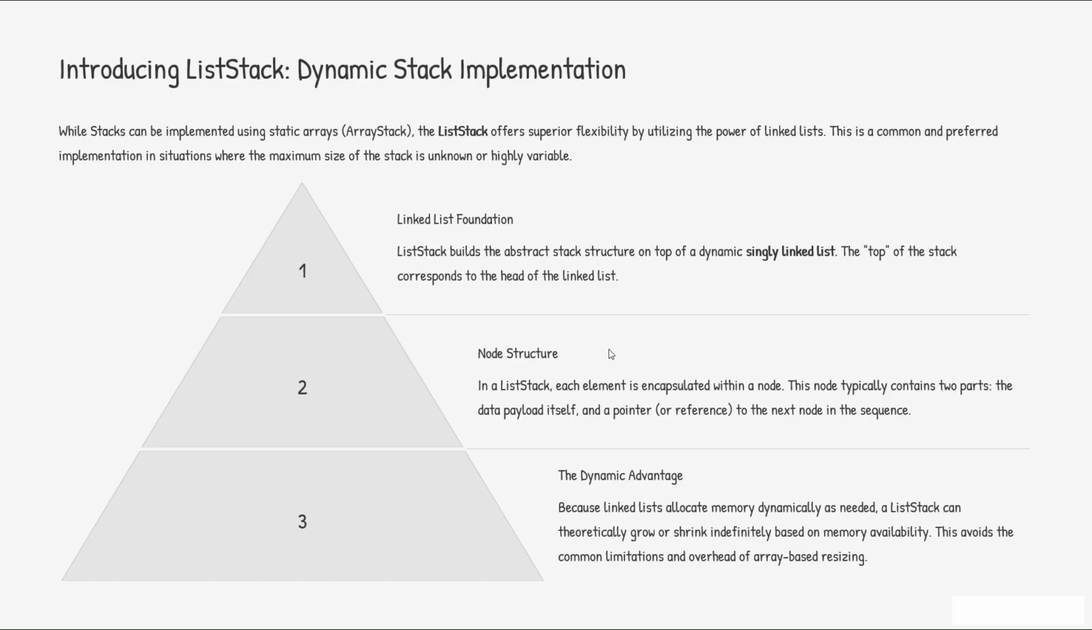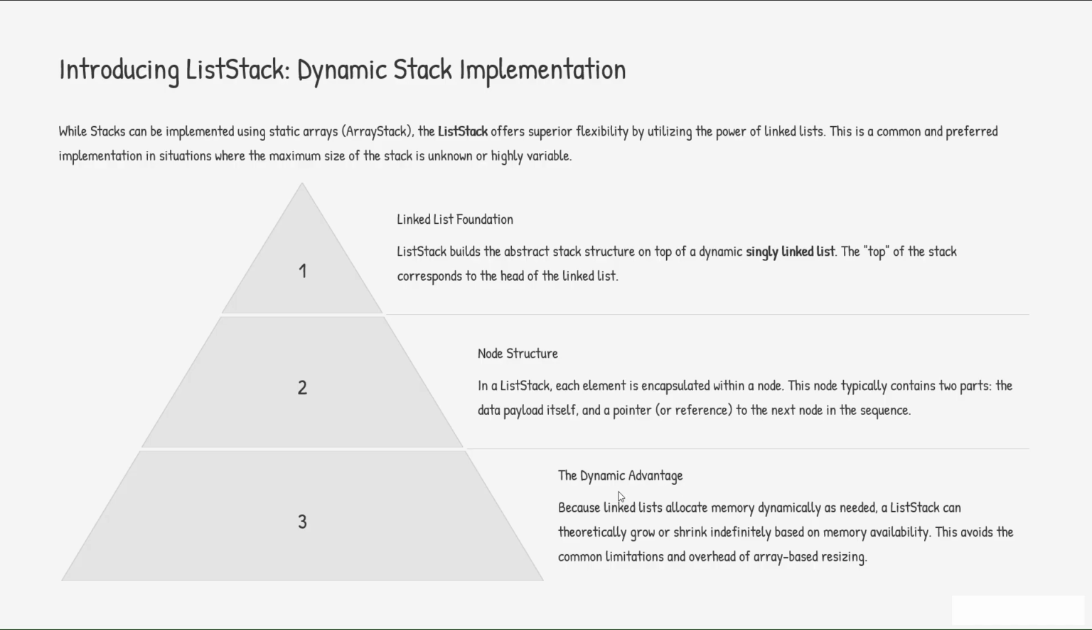Second one, node structure. In a list stack, every single element of data is stored inside a special container called a node. Encapsulation. Each element is encapsulated within a node. A node typically contains two parts: the data payload itself, and second, the pointer.